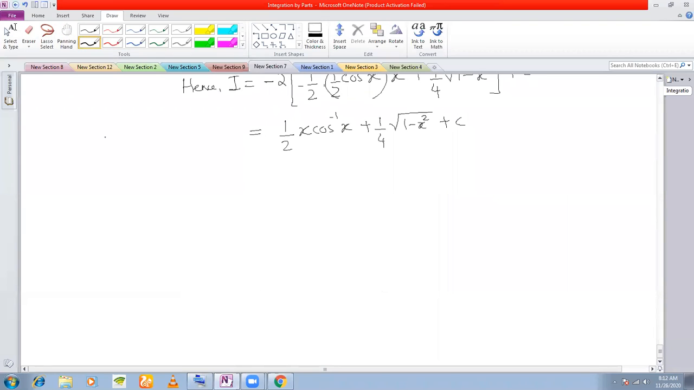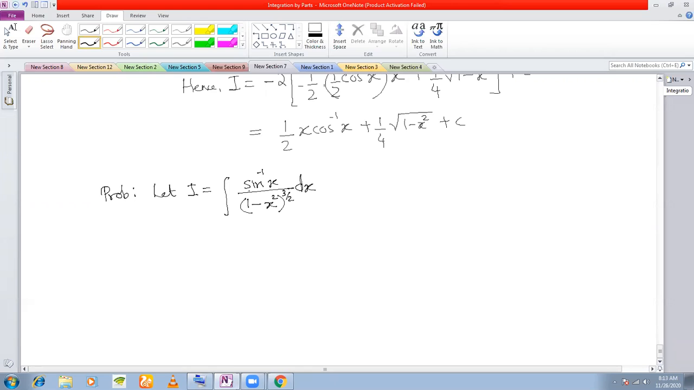Again, an integration problem: integral of sin inverse x by (1 minus x square) to the power of 3 by 2 dx. Right? How do you integrate this?